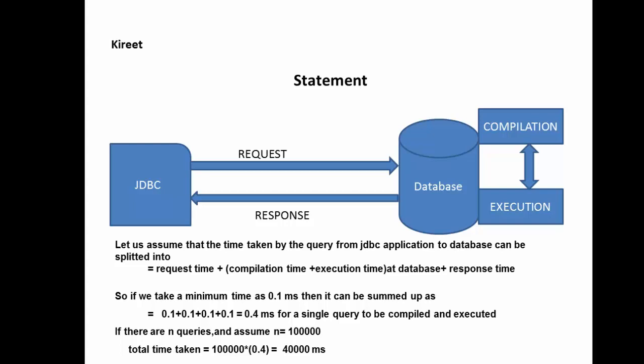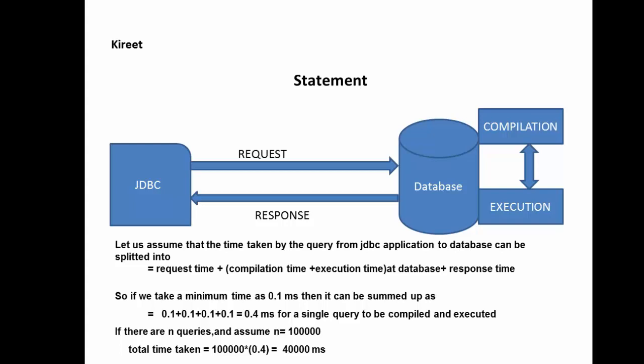So this 0.4 milliseconds is the per query time. If only a single query is requested by our Java application to the database, the time taken internally through this whole process is 0.4 milliseconds. For example, suppose there are n queries and n is 1 lakh, so 1 lakh queries have to be compiled and executed. If we replace n with 1 lakh, then 1 lakh into 0.4 means that 40,000 milliseconds will be required to process the queries.